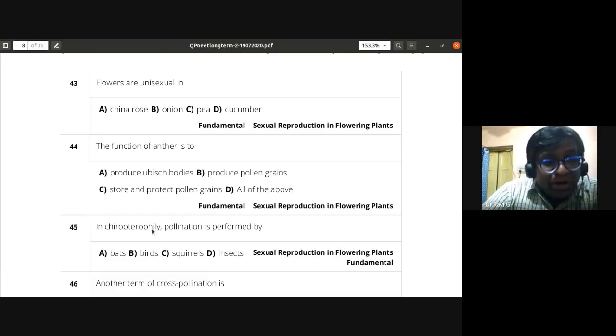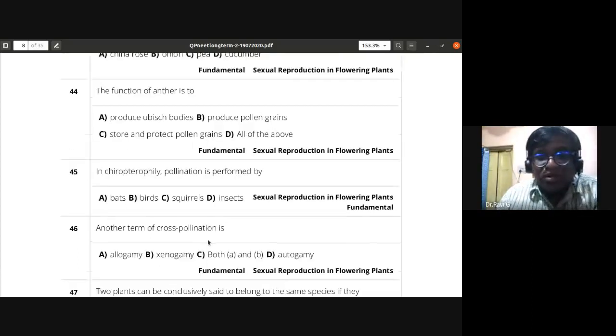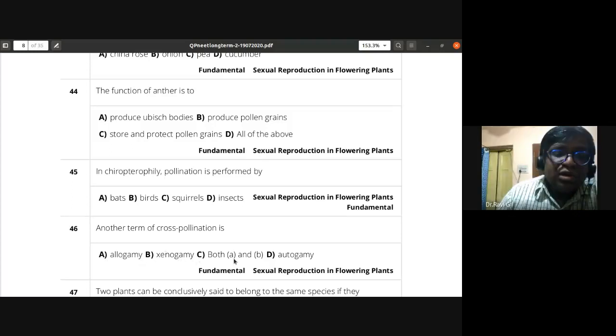Remember that another term for cross pollination is, see, cross pollination is also called allogamy and xenogamy. So you can use this as both A and B. Xenogamy also implies cross pollination. Allogamy also implies cross pollination. C is the answer, both A and B.